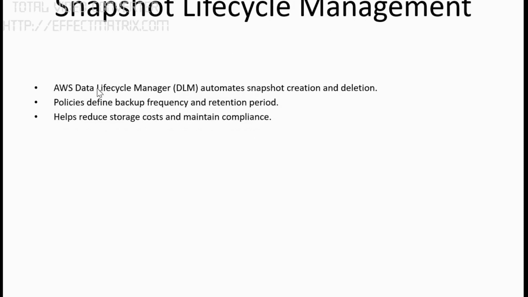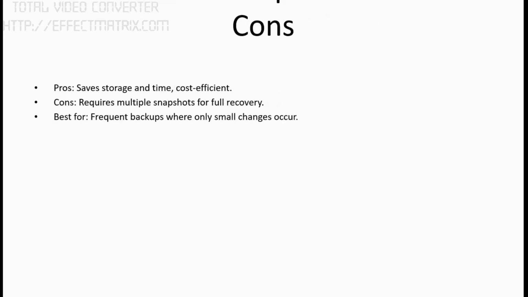Snapshot lifecycle management. AWS Data Lifecycle Manager automates snapshot creation and deletion. Policies define backup frequency and retention period. Helps reduce storage cost and maintain compliance. AWS lifecycle is called copy, share, archive and delete. Okay, that is called life cycle.